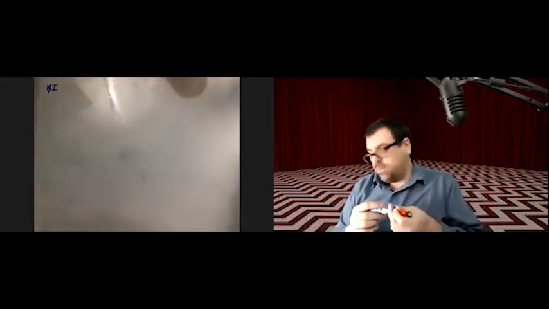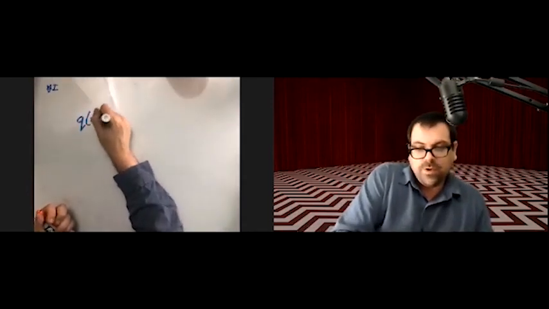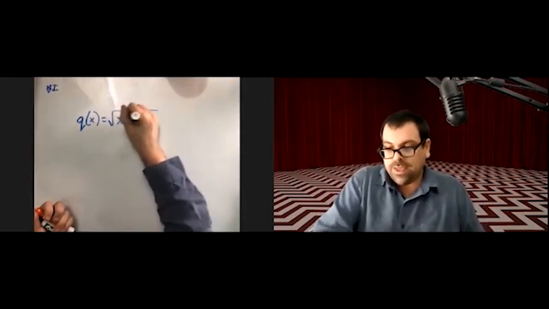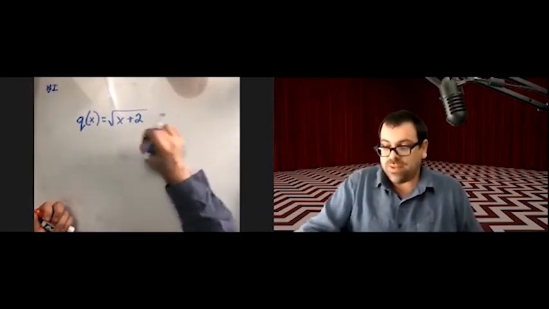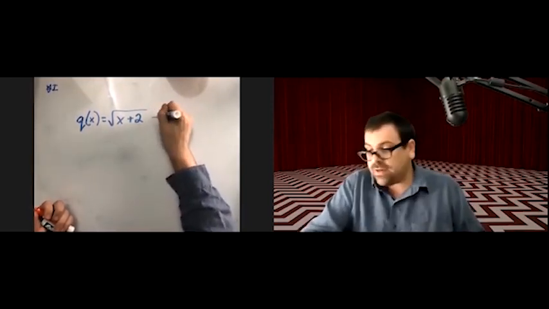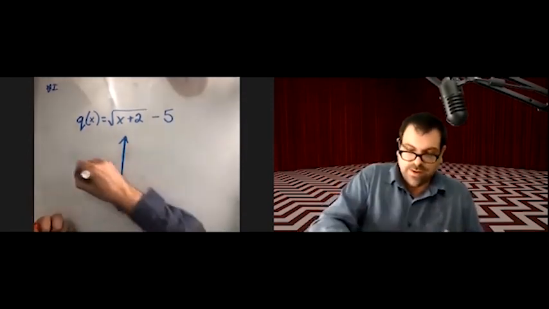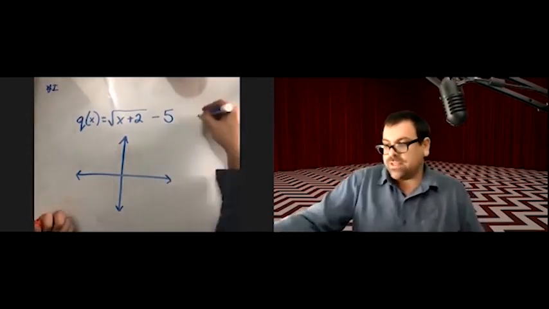Could we do one more of these? Yes, absolutely. Q of x equals the square root of x plus 2, with the plus 2 with the x, and then on the outside, minus 5. Watch this. We know the shape of the square root. It's that thing.